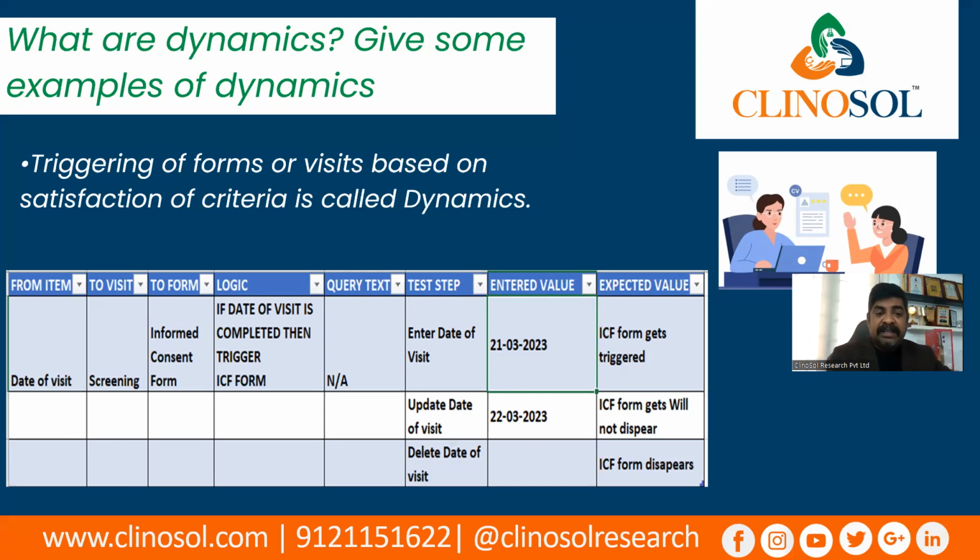Now, the best example is if the data of the visit is completed, then trigger the ICF form. So if the data of that particular visit is completed, then the ICF form gets triggered. If the data of the visit is blank, then the ICF form does not get triggered. So now you have test data also to test this particular format, that is how you are going to test whether the dynamics are working correctly or not. One of the simplest examples for dynamics is if gender is female, trigger the pregnancy form. If gender is male, do not trigger the pregnancy form.